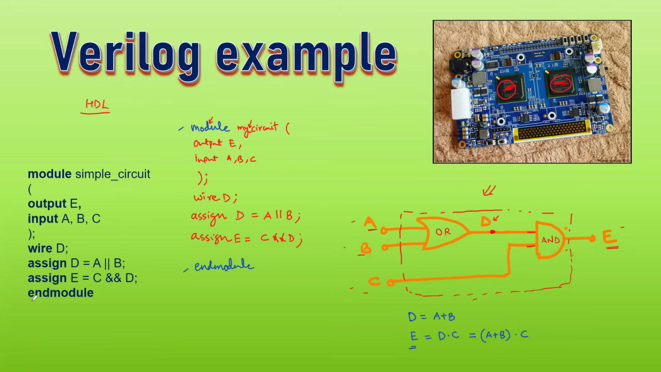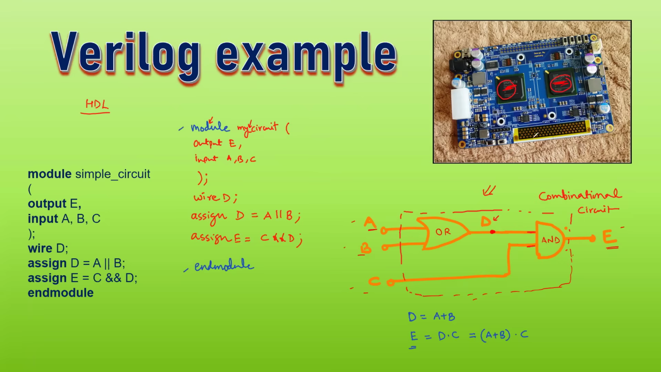Finally, you have the end module. You started with the module and you end with the end module. So this is all for the very first example of using Verilog, the hardware description language, and you are describing hardware. This is a simple combinational circuit with a two input OR and a two input AND. And this circuit you want to implement in the form of an integrated circuit.